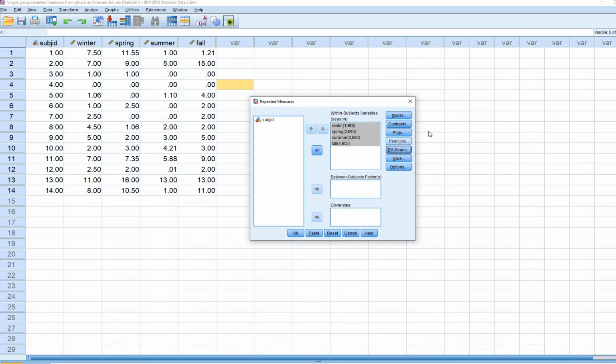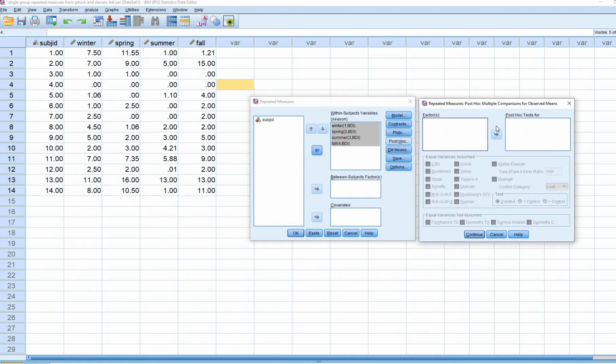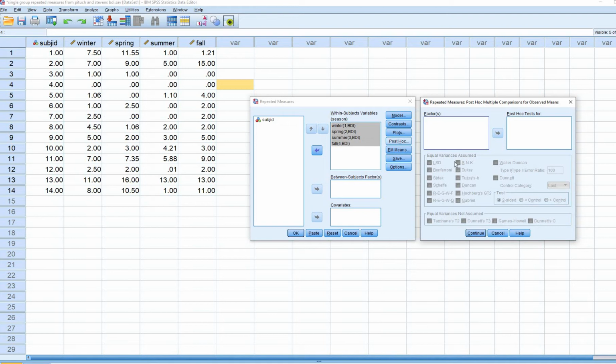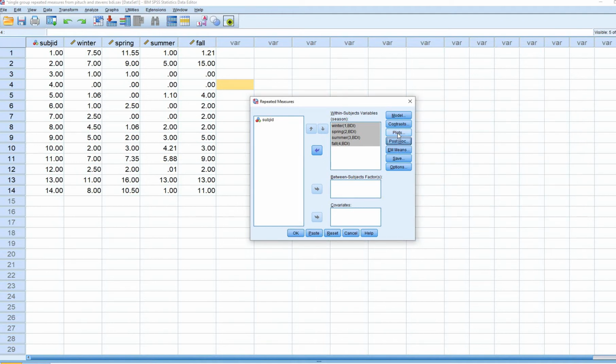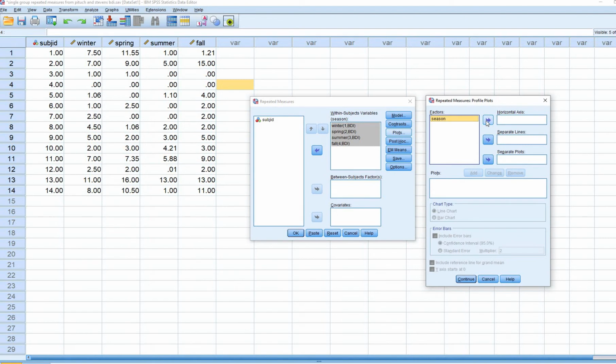Just so you know, if I click on Post Hoc, you'll notice that there's no option for Tukey's or anything of that nature. And that's because in SPSS, this is really only applicable when you have a between subjects factor with multiple levels. But in our case, we only have a within subjects factor. So next I'll click on Plots and move Season over to the horizontal axis, click on Add.